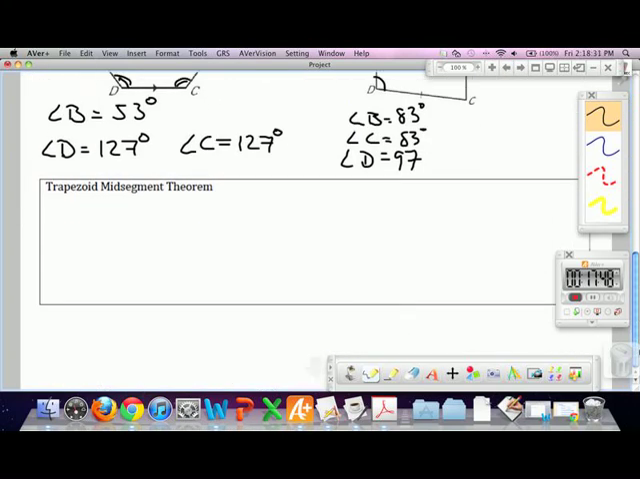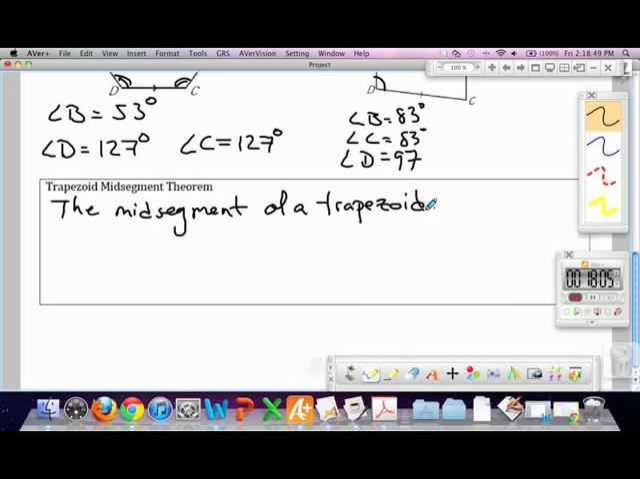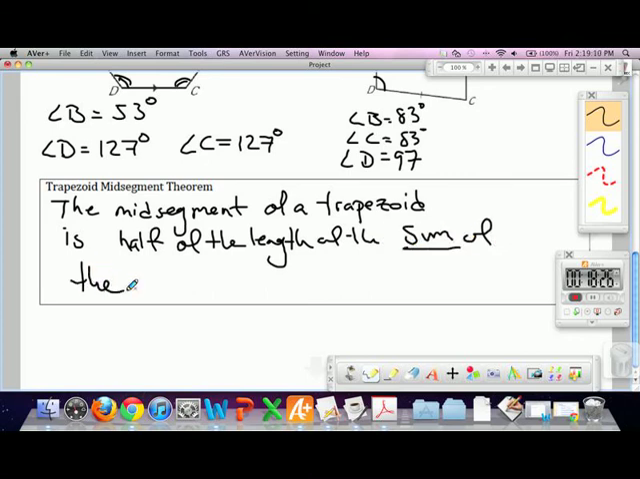The trapezoid midsegment theorem says that the midsegment of a trapezoid is half of the length of the sum of the bases. What's sum mean? Add together. So I'm going to find just not half of one of them. I'm going to add them together and divide by 2.